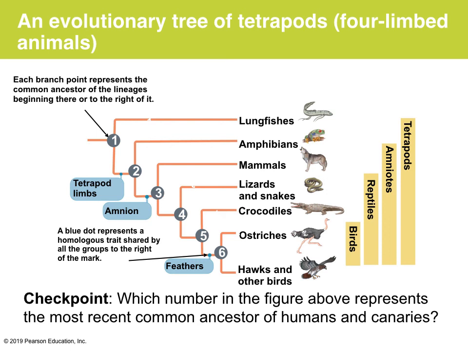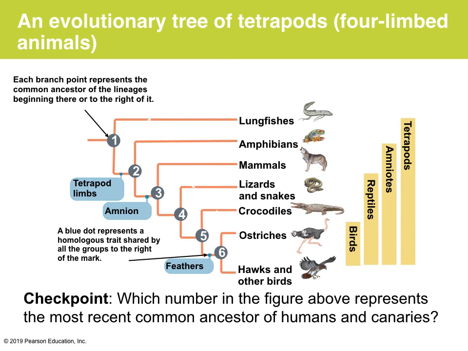Right, so then we go down to the next branch, and we see this line diverge into two lines. The first branch was things that have four limbs. If you look at the guys on the right, you've got amphibians, mammals, lizards, crocodiles, etc. So that first branch is everybody right of there has tetrapod limbs.